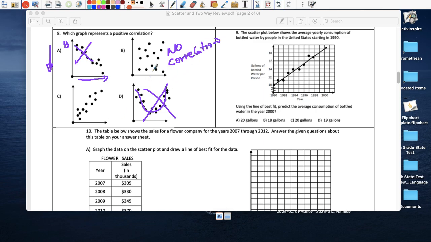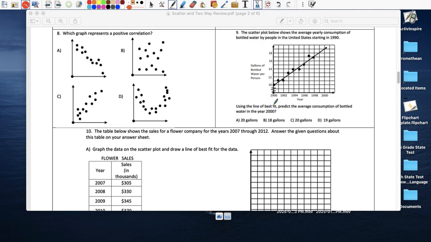So just by knowing what a positive correlation looks like, right, you have the Y values increasing and you have the X values increasing. And look, if you draw a line of best fit through it, it's a positive slope. So the answer is C.